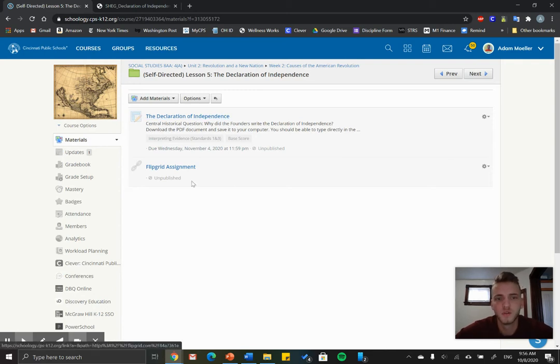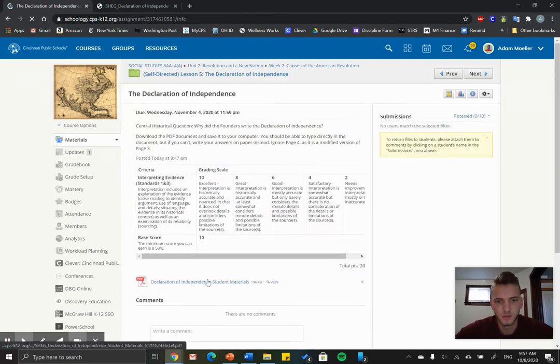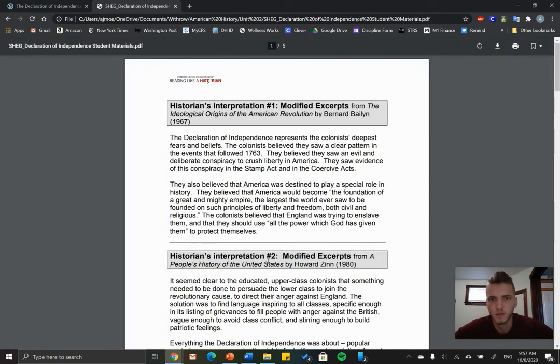But there's kind of two parts to this assignment. There's the documents themselves on the Declaration of Independence, and then there's a Flipgrid assignment, which you do at the end. That's like the wrap up to it. So first you want to go in here and you'll download this PDF file, and you can see the rubric here, how I'm grading you on this. But this is what the PDF file looks like.